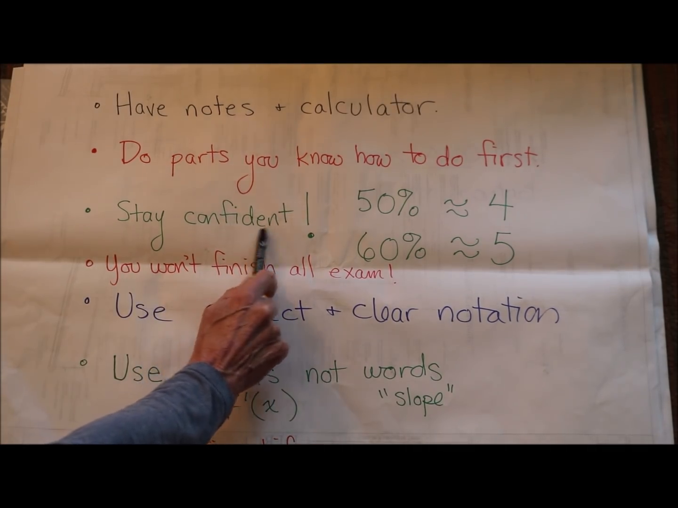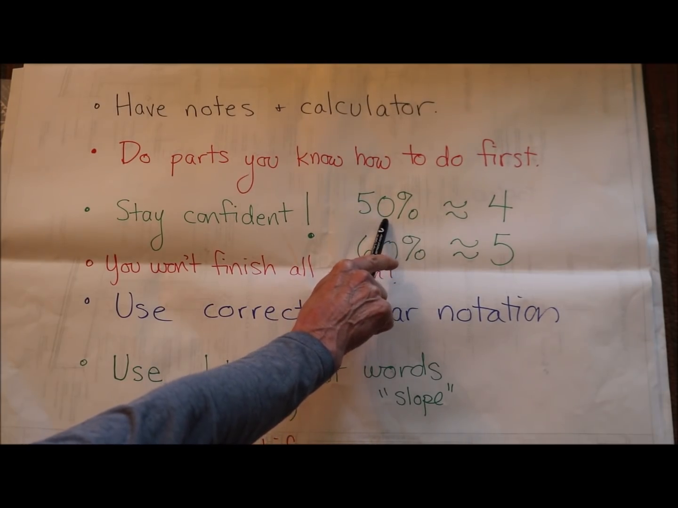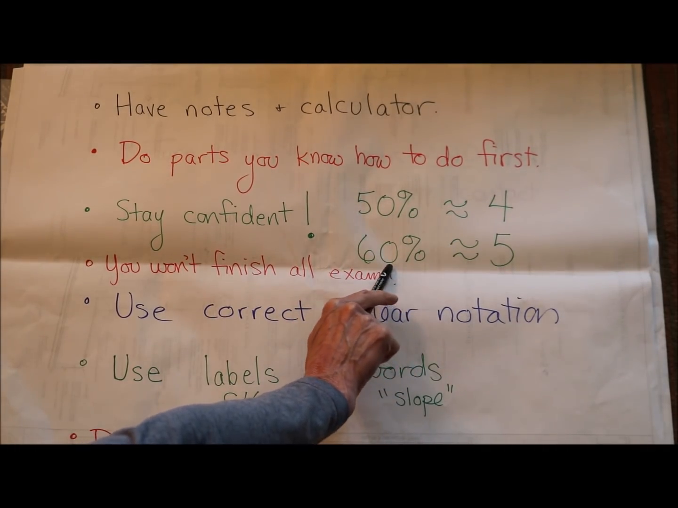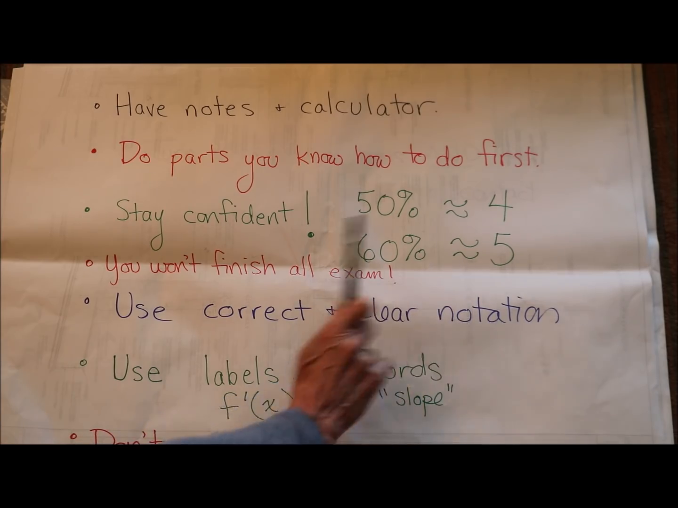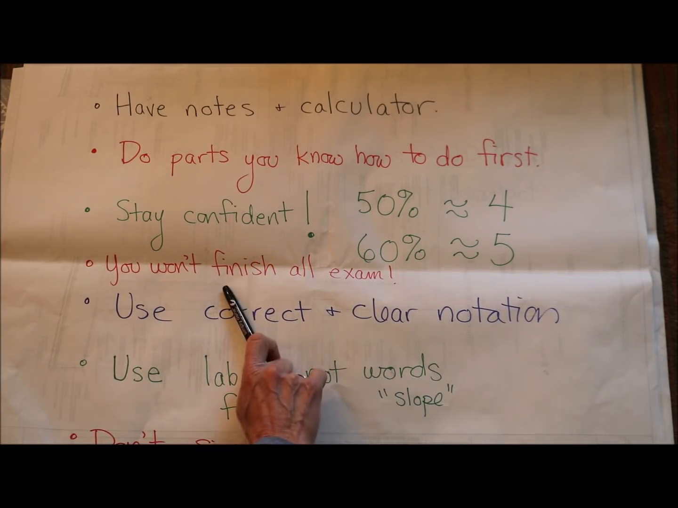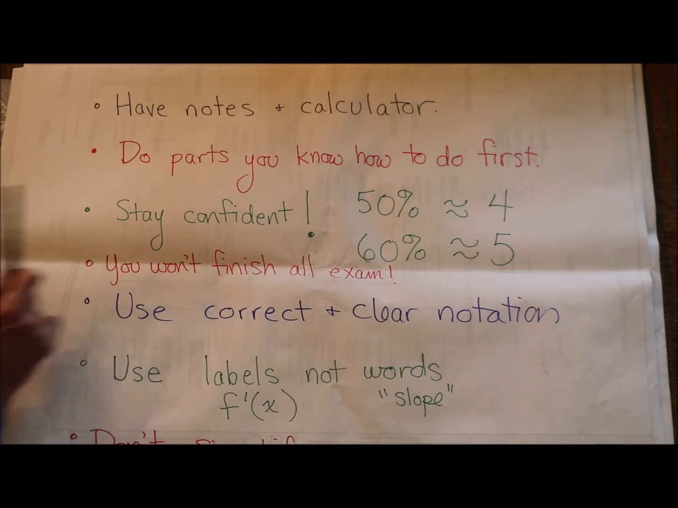Stay confident. Typically, around a 50% is a 4. Around a 60 or 61% is a 5. Stay confident. You're not going to finish the exam, so just stay confident.